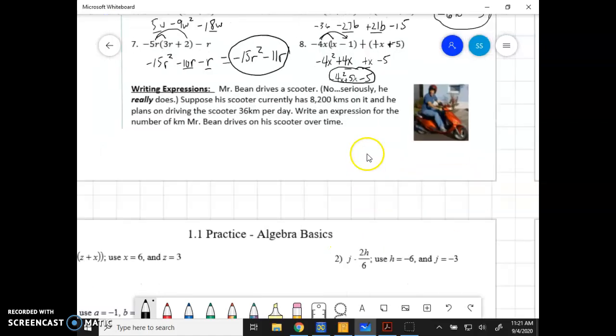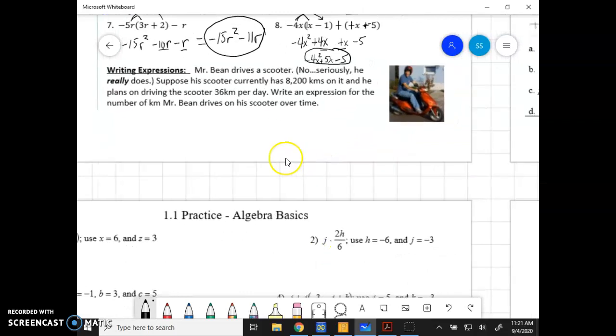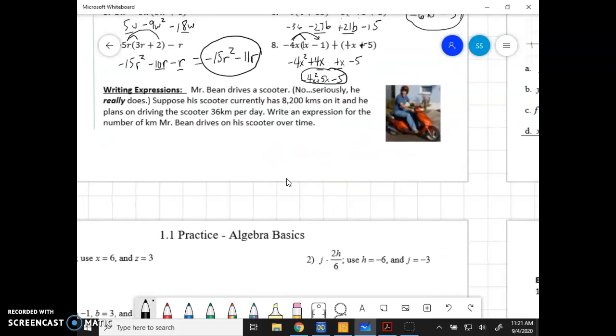All right, moving on. Writing expressions. So you might get to this if you get to the application problems in this packet. So we got Mr. Bean drives a scooter. No, seriously, he really does. Suppose his scooter currently has 8,200 kilometers on it, and he plans on driving the scooter 36 kilometers per day. Write an expression for the number of kilometers Mr. Bean drives on his scooter over time.